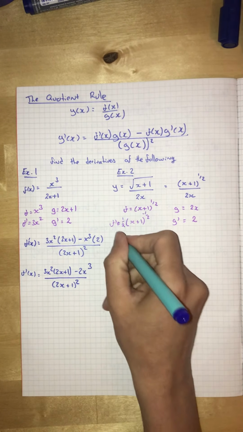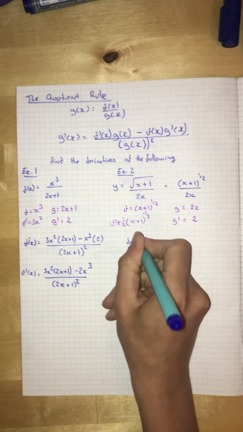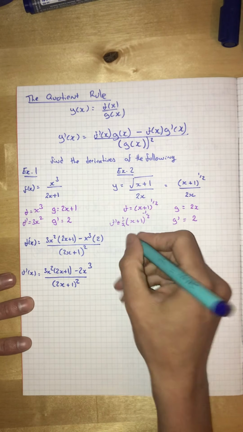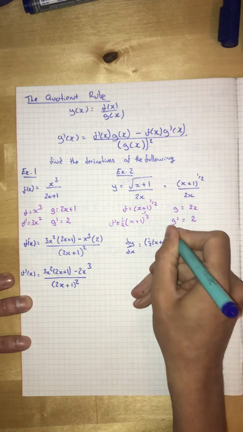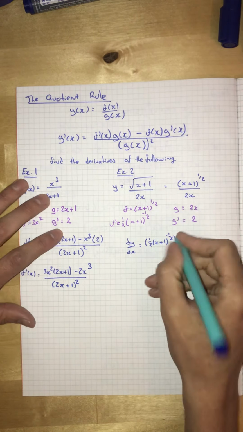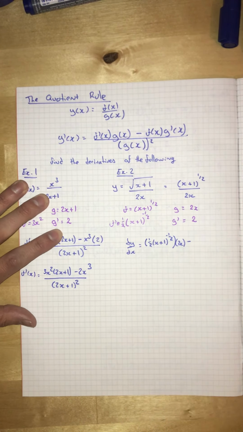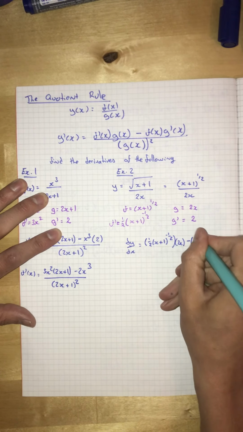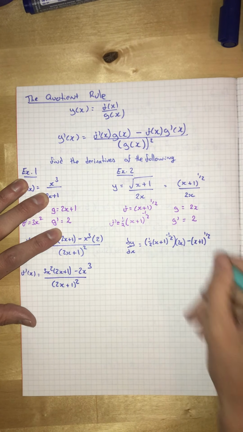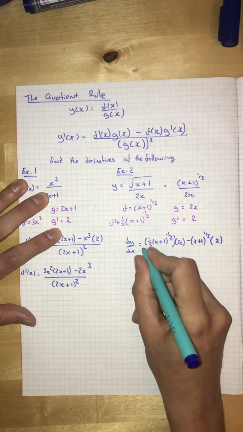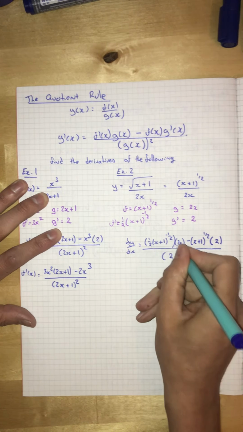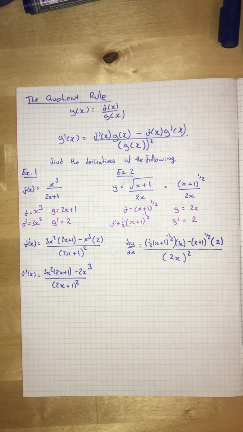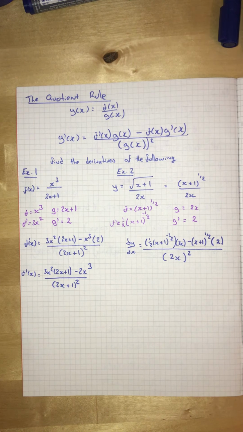It's y this time, so we're going to have dy by dx. Differentiate the first, and we get 1/2 x plus 1 to the negative a half. Leave the second. Minus, leave the first. Differentiate the second. All over g of x all squared. And that isn't the neatest way of leaving it.